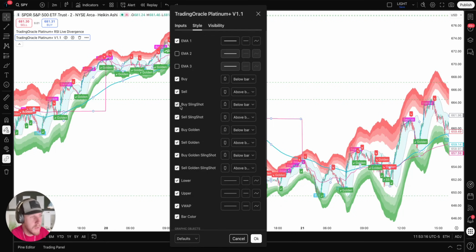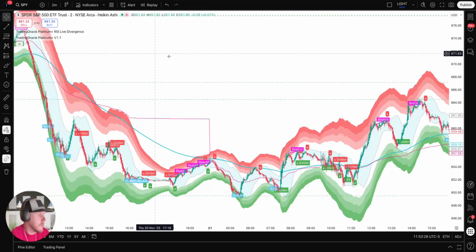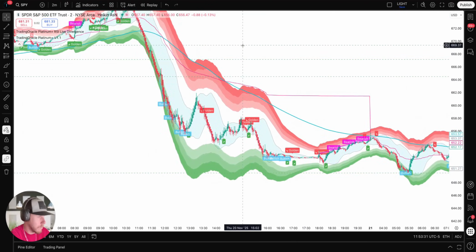If you don't want to see slingshot signals, or golden signals, or golden slingshot, whatever, you can take some of those off. But I recommend just keeping everything there. All right, so now this looks like a lot on the chart, and it can be.